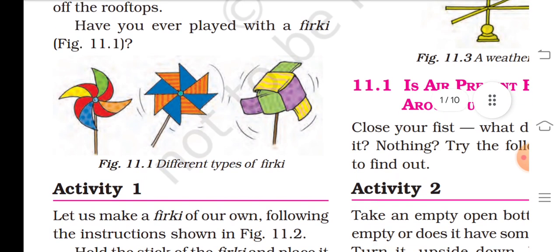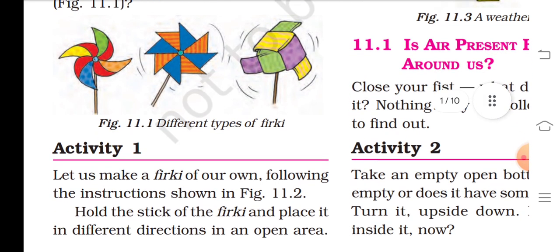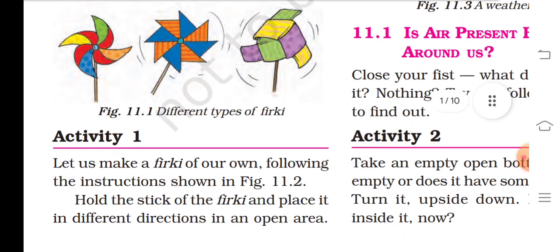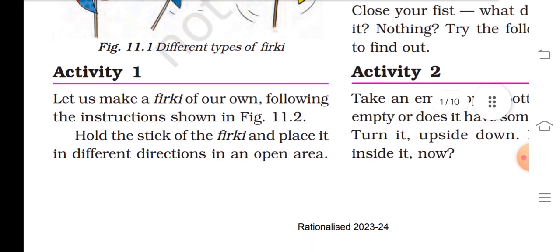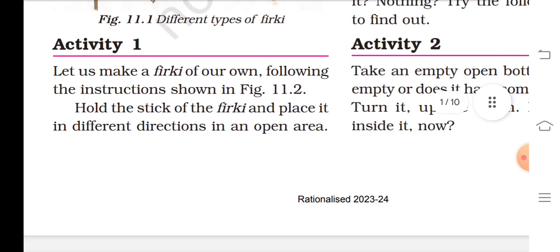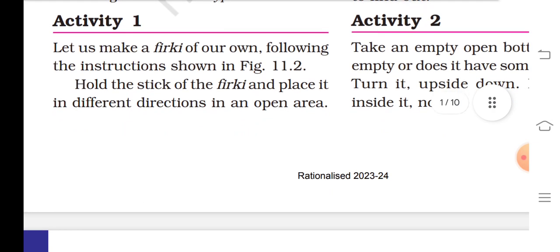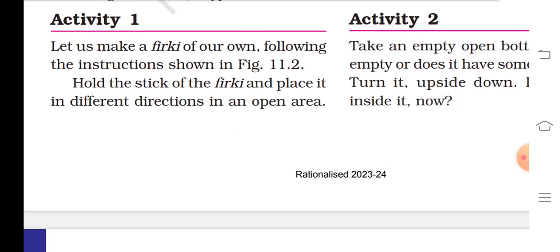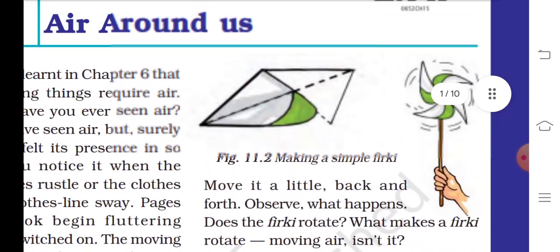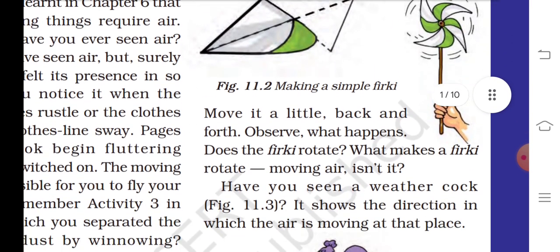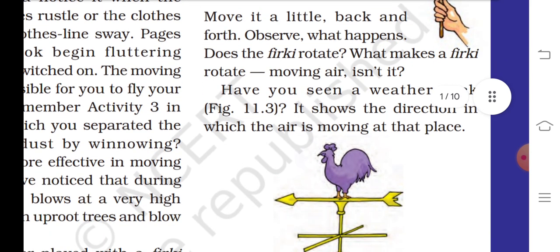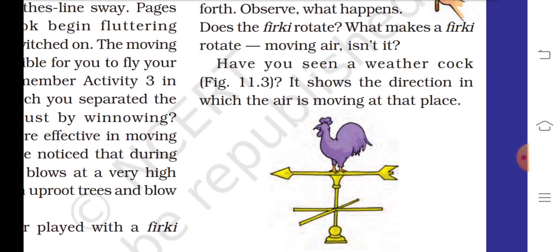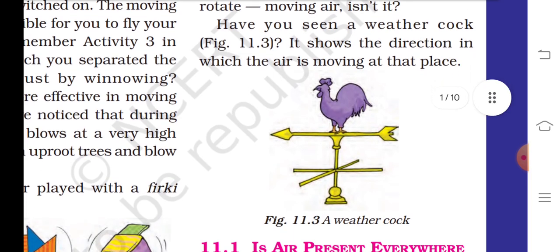Have you ever played with a fikri? There are different types of fikri. Let us make a fikri of our own, following the instructions shown in figure 11.2. Hold the stick of the fikri and place it in different directions in an open area. Making a simple fikri. Move it a little back and forth and observe. What happens? Does the fikri rotate? What makes a fikri rotate? Moving air, is it not?